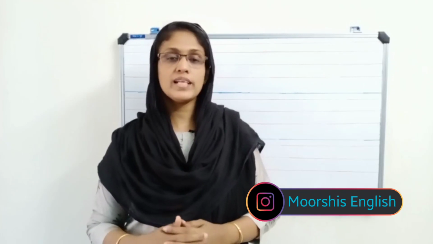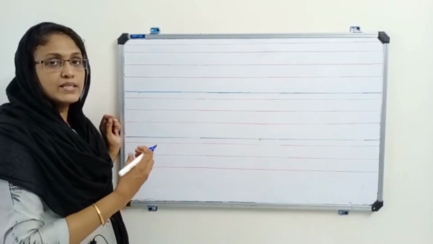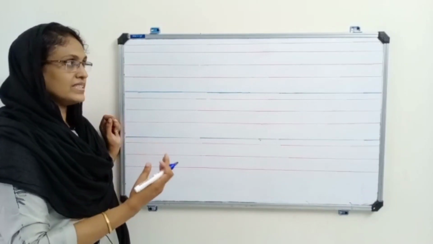Today we are going to learn the letters G, O and Q. We have already learned the letters A, C and D. First let's see how to write the letter G. We have already learned the letter A, so it's too easy to learn the letter G.